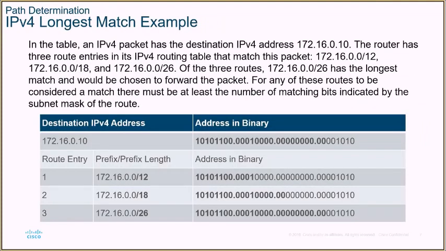In the table below, an IP packet has a destination address of 172.16.0.10. The router has 3 route entries in its routing table that match this packet. And so they are 172.16.0.0/12, another one is /18, and another one is /26. Of these 3 routes, 172.16.0.0/26 has the longest match and will be chosen to forward the packet. For any of these routes to be considered a match, there must be at least the number of matching bits indicated by the subnet mask of the route.